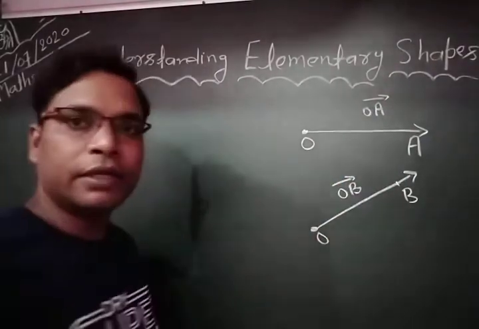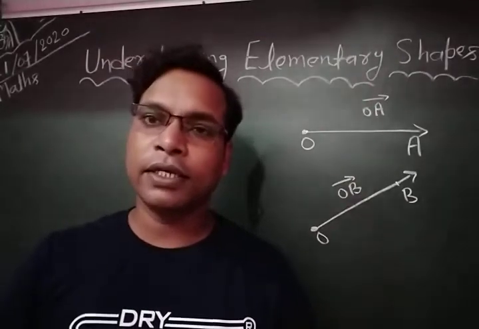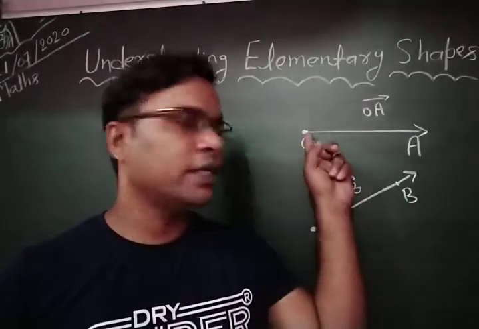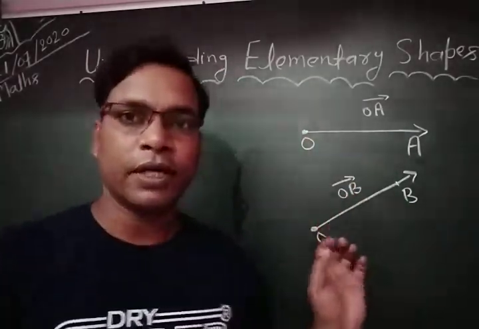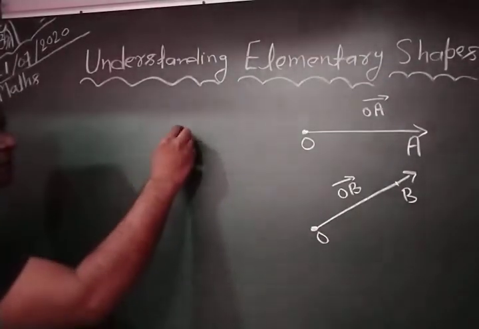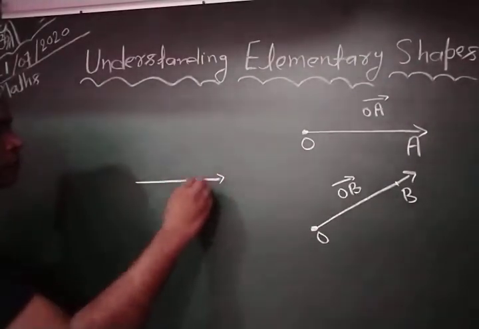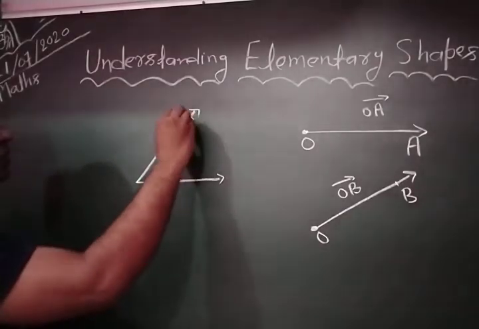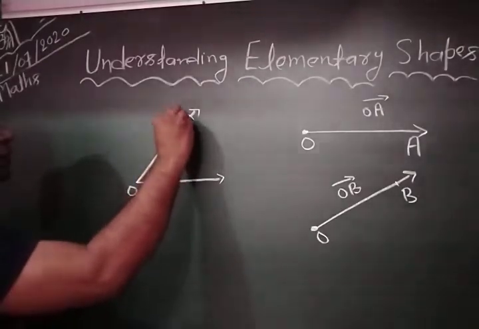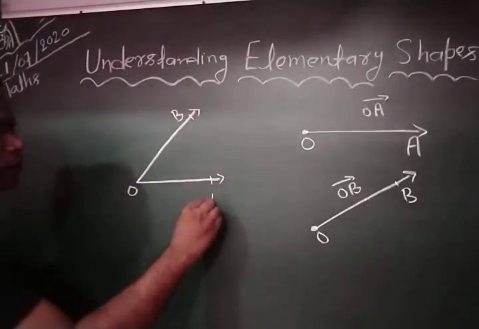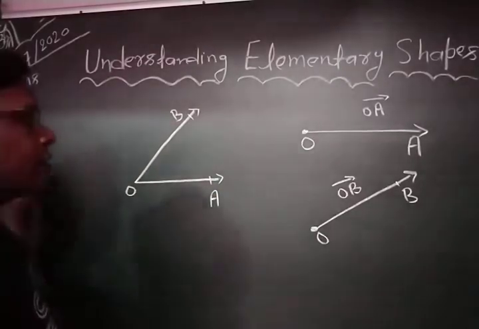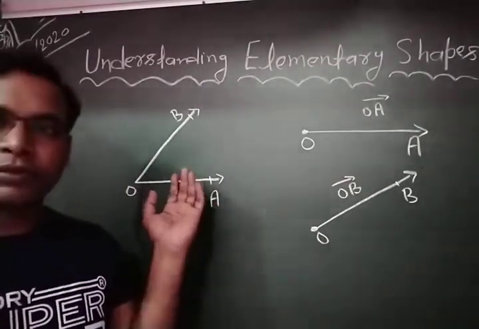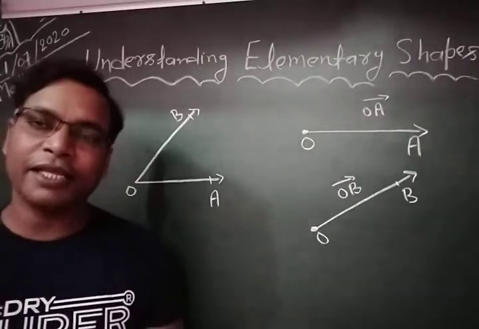If they meet together at one common point, what is the common point? This is the end point of both rays. If they meet like this and like this, this is OB and this is OA. Such type of figures, which name do you know? This is an angle. Yes, this is an angle.